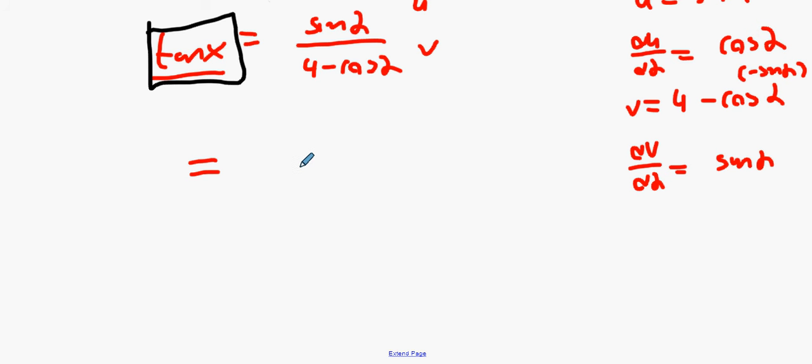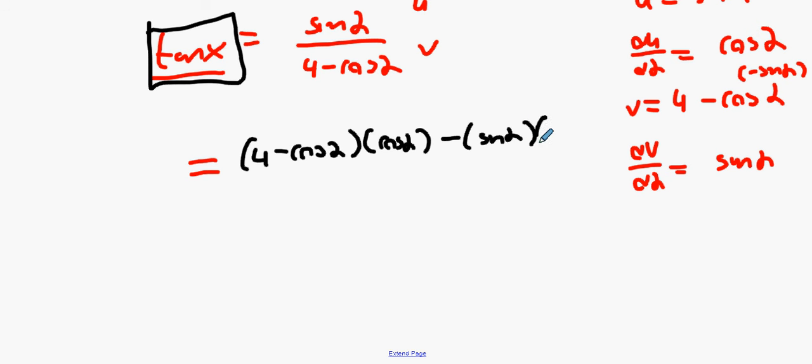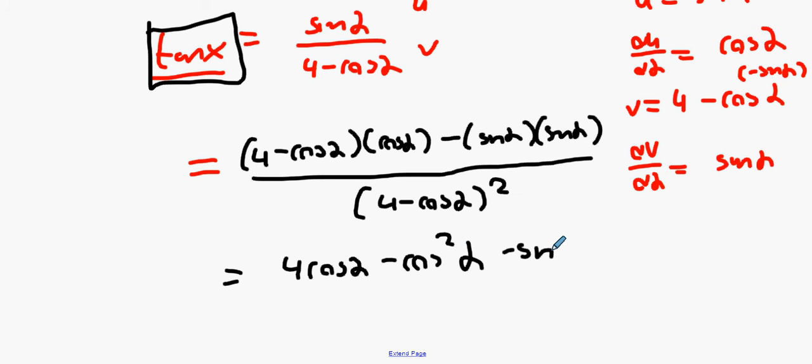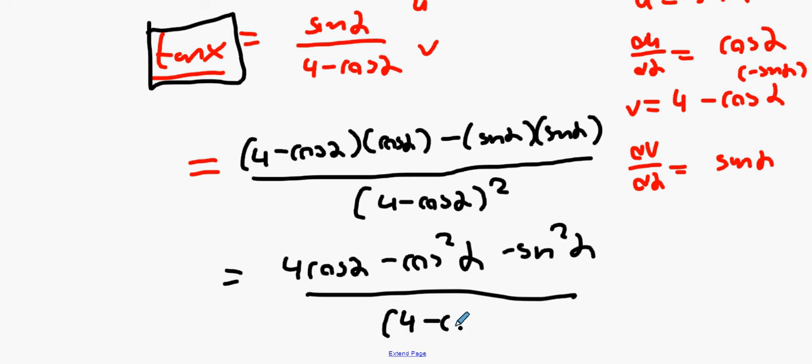Alright? So, we're going to go with 4 minus cos alpha times du dx, which is cos alpha, minus u times dv dx, which is minus sine alpha, by sine alpha, all over 4 minus cos alpha squared. Alright? Multiply out the top part, and what do we get? 4 cos alpha minus cos squared alpha minus sine squared alpha. No need to multiply out the bottom. I'm highly lazy, don't like doing extra work.